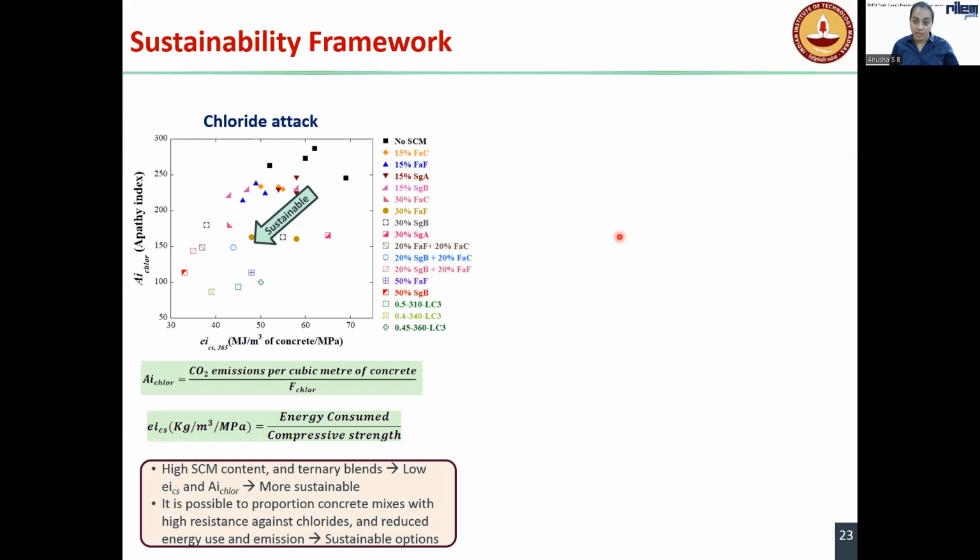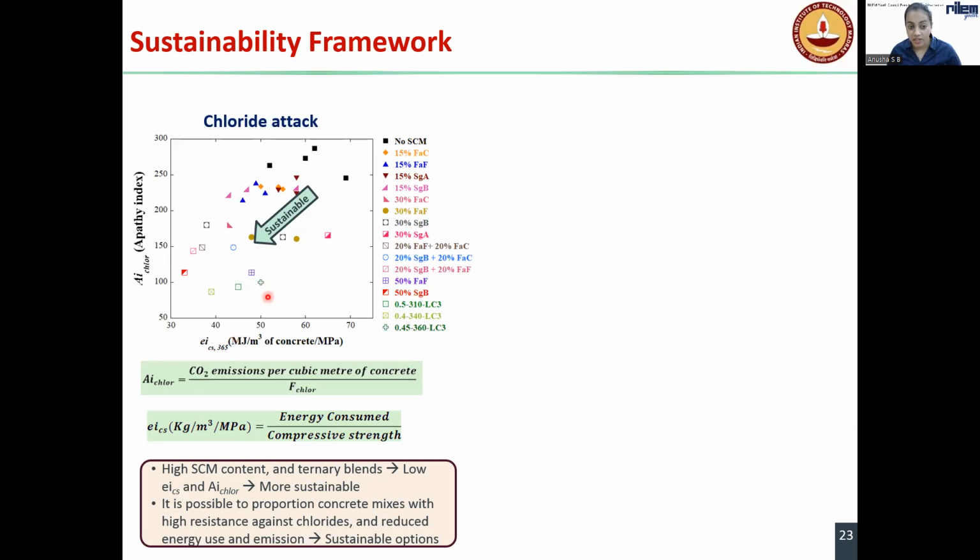Finally, I came up with a sustainability framework in order to choose the concrete system based on sustainability. Here, the apathy index was plotted in the y-axis, EICS was plotted in the x-axis. The concrete systems which are sustainable are the ones which lie in the left bottom corner of this framework. Here we can see that the concrete systems lying in the left corner have lower apathy, meaning lower CO2 emissions per meter cube of concrete and higher durability. They also have lower EICS, meaning lower embodied energy consumed per meter cube of concrete and higher strength.